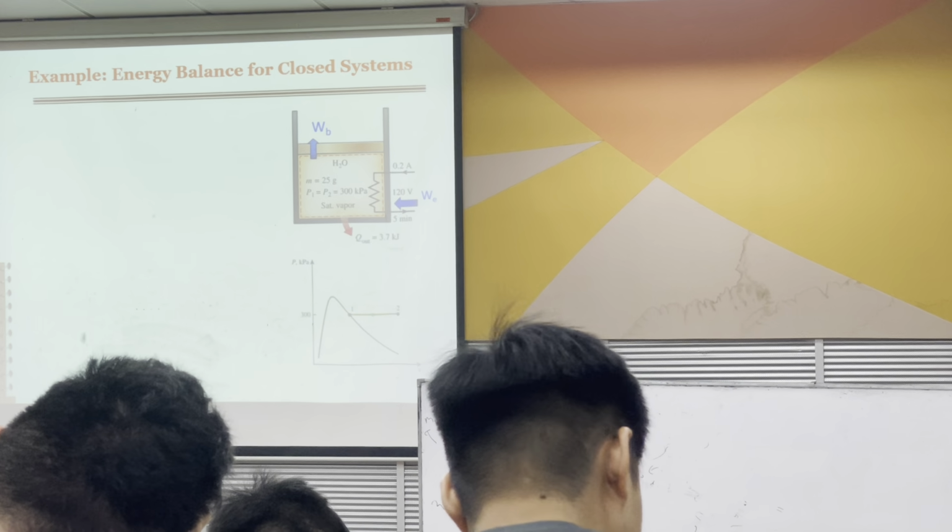Now boundary work: since this is a constant pressure process, or isobaric process, we know that boundary work is the work under the PV diagram, I mean the area under the PV diagram. And also from the previous section, we derived that for an isobaric system, the boundary work equation is P0 (V2 minus V1).